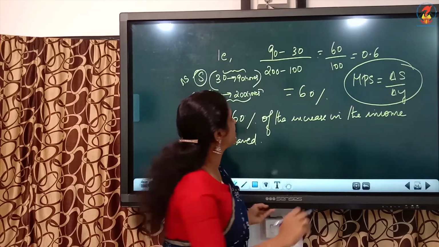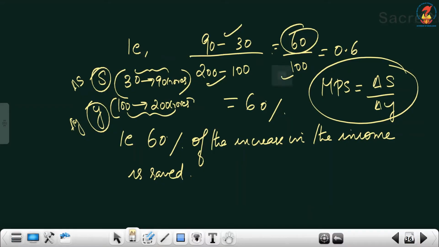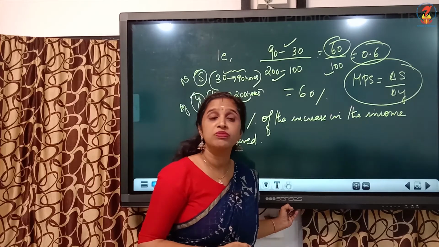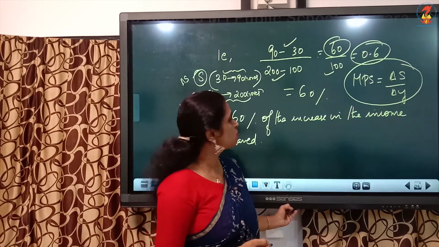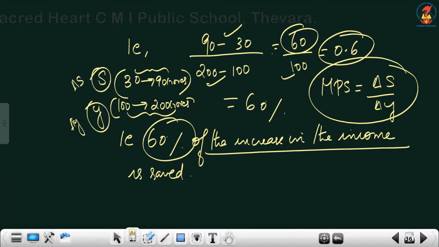So, what is delta S? 90 minus 30, 60. 200 minus 100, 100. So, 60 by 100 is 0.6. That means what you should understand from that, when you convert it into percentage, it becomes 60%. So, what you should understand from that, 60% of increase in the income. So, here the change in the income is represented. So, what do you have to write here? 60% of the increase in the income is saved in the economy.